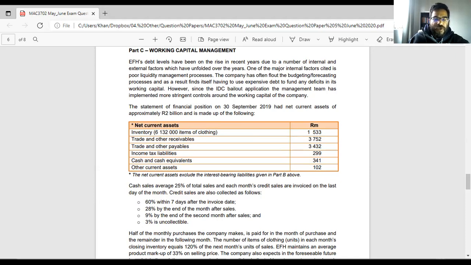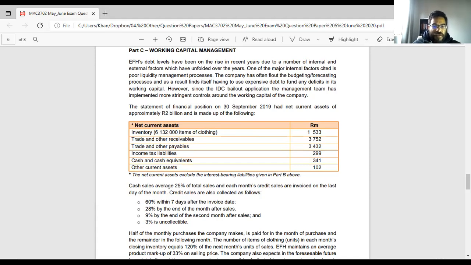The statement of financial position on 30th September 2019 had net current assets of approximately 2 billion rand and is made up of the following. We have inventory, which is 1.5, trade and other receivables, trade and other payables, income tax liabilities, cash and cash equivalents, and other current assets. They're saying the net current assets exclude the interest-bearing liabilities given in part B above.